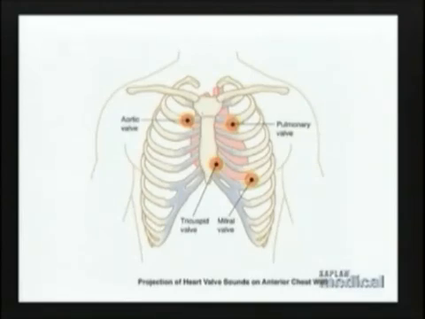And the principle is simply this, that the sound generated by a valve, in this case the closure of a valve, will be heard best downstream from the valve, not directly over the valve, not by placing the stethoscope directly over the valve, but rather by placing the stethoscope over the region downstream from the valve. In other words, where the blood flows after passing through that valve. Where does the blood go? So let's apply that one valve at a time.